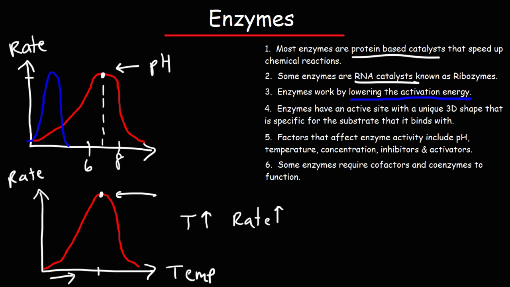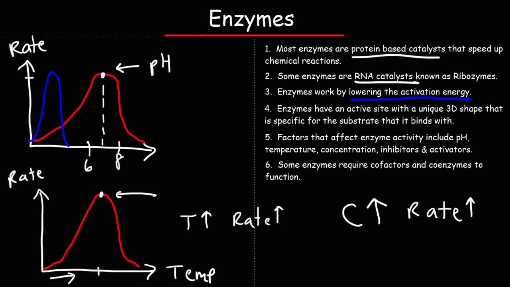Another factor that affects enzyme activity is the concentration. As you increase the concentration of the substrate or the enzyme, the rate of the reaction will increase as well, up to a limit. Once you reach that optimal rate of reaction, an increase in the concentration won't work anymore. So let me give you a graph to help you visualize this.